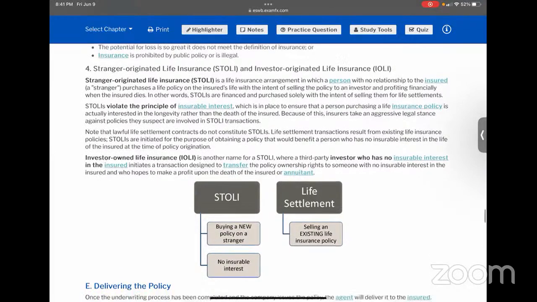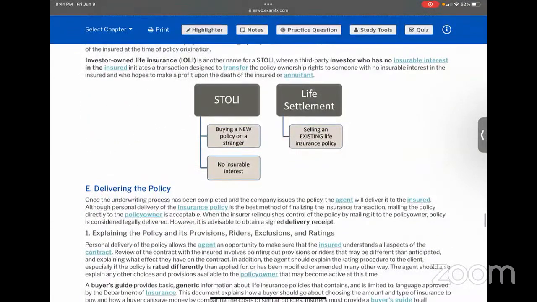So this is a little chart they've got. STOLI: buying a new policy on a stranger, no insurable interest. Life settlement: selling an existing life insurance policy. All right, so yep, we want to be on the lookout for those. Primerica doesn't even allow an individual to get away with that type of stuff. They have to really lie on the application.